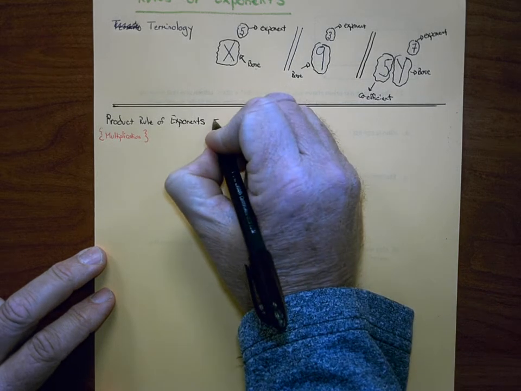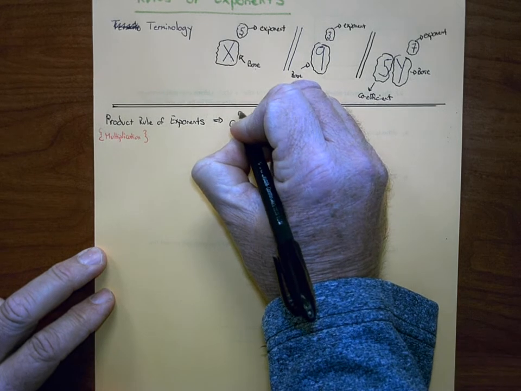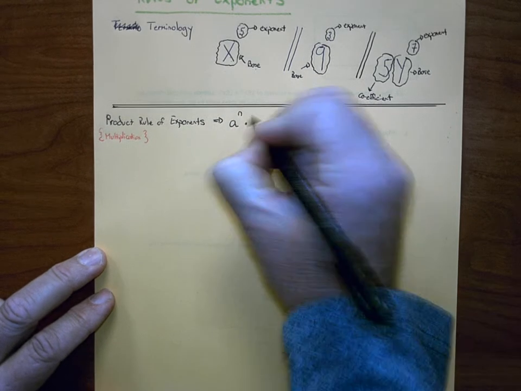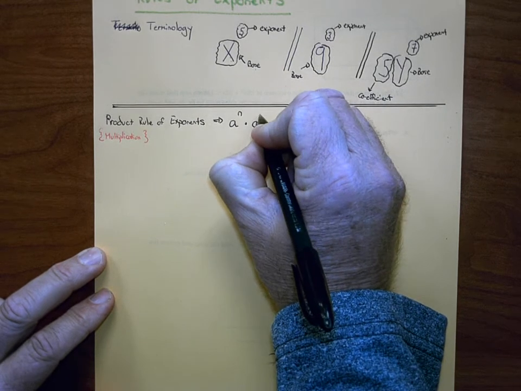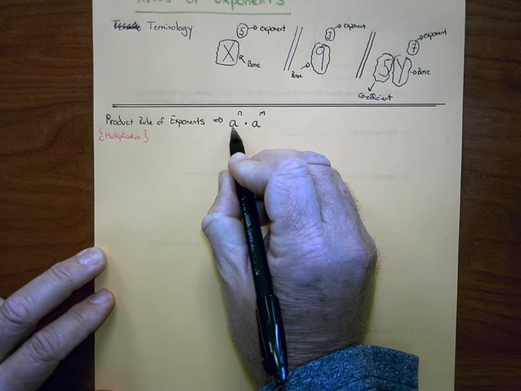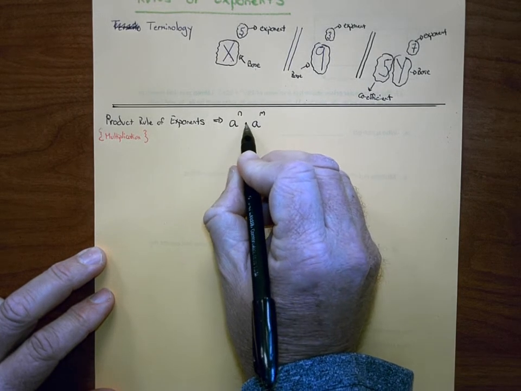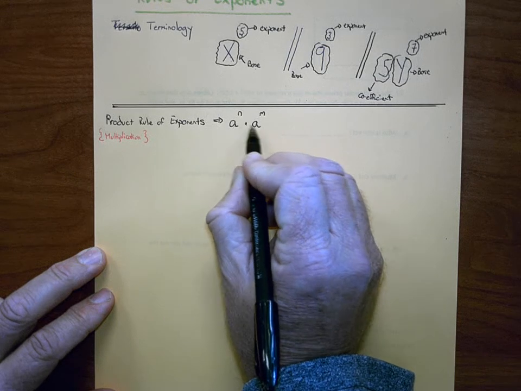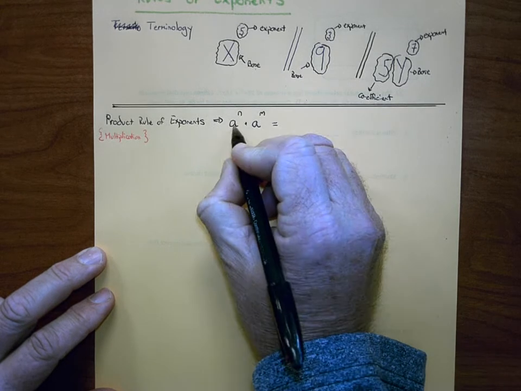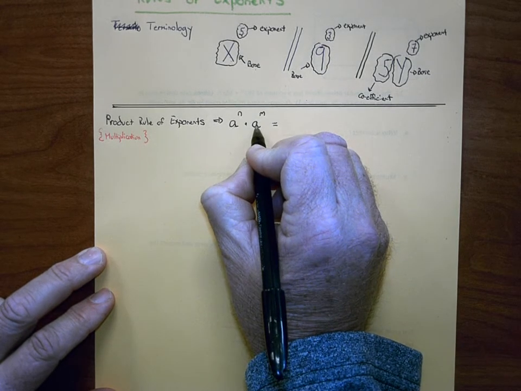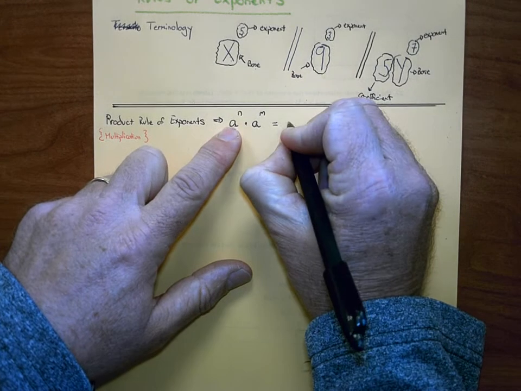But this is what the product rule says. The product rule says that if you are multiplying, notice there's the word product, product means multiply, if you are multiplying 2 expressions that have the same base, notice both of these expressions have a base of a, the product rule of exponents says to simplify this expression, you basically merge the two bases together and make it one base.